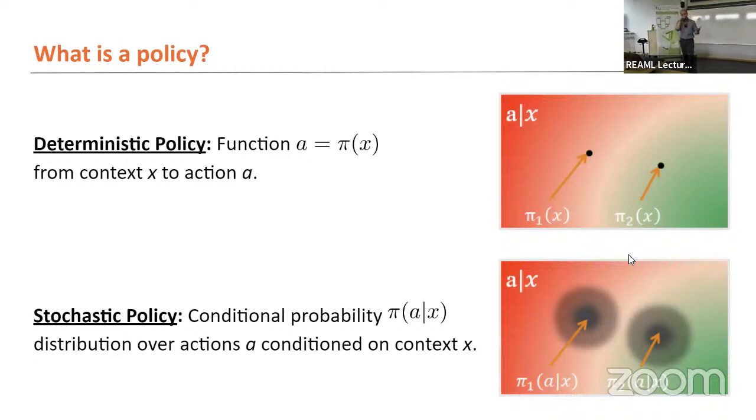And so it's a mapping. It's a deterministic function from context to action. And I've depicted this here. For a particular context X, this box is the space of all possible actions. Let's say actions are continuous. So every point in this space is a different action that the system could take.